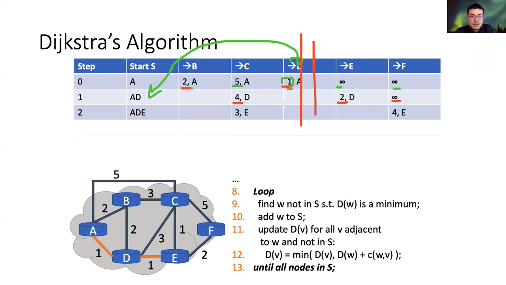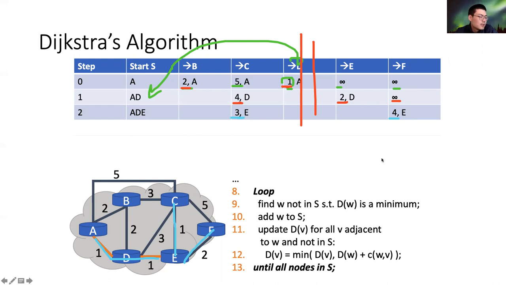So if we do this, the next shortest path, which is E, is finalized. And then you look at E's adjacent edges. For example, E can now reach F with cost 2. A to E is 2, and E to F is 2, so this should be updated to 4 from infinity. In the meanwhile, C is 3, previously it was 1 plus 3 is 4. Now it's updated.